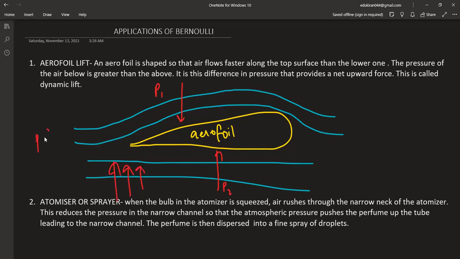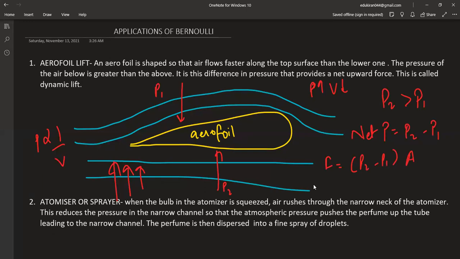Pressure is inversely proportional to velocity. So when pressure increases, velocity decreases. P2 is greater than P1. So net pressure is P2 minus P1. So force is equal to P2 minus P1 into area. This is how you'll be using it.